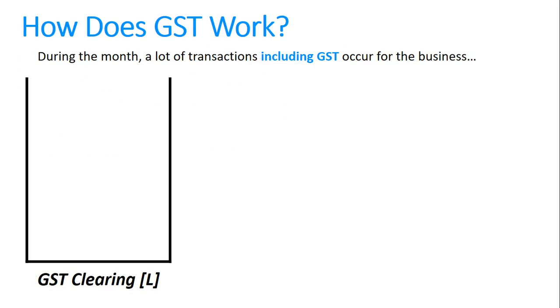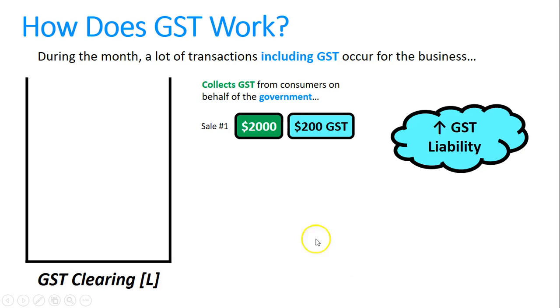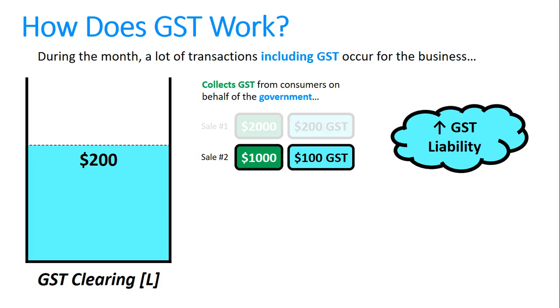Taking it up a notch, let's say during the month there's a lot of transactions which include GST. So for instance, this business collects GST on its sales, and every time it does that, it increases its liability, which we'll represent as this big pot here. So let's assume there was a sale of $2,000 plus $200 GST. Well, the water level in that pot goes up to $200, and that's a liability the business owes to the government of $200. They might make another sale. So sale number 2 is $1,000 plus $100 GST.